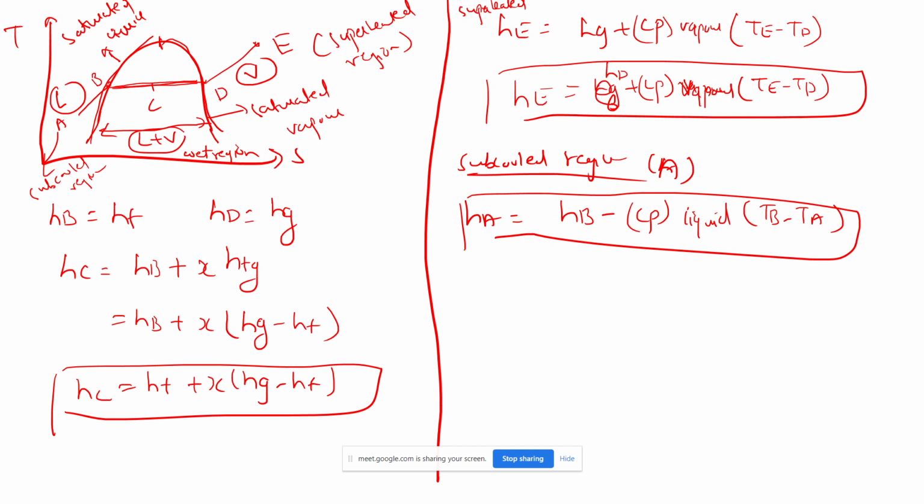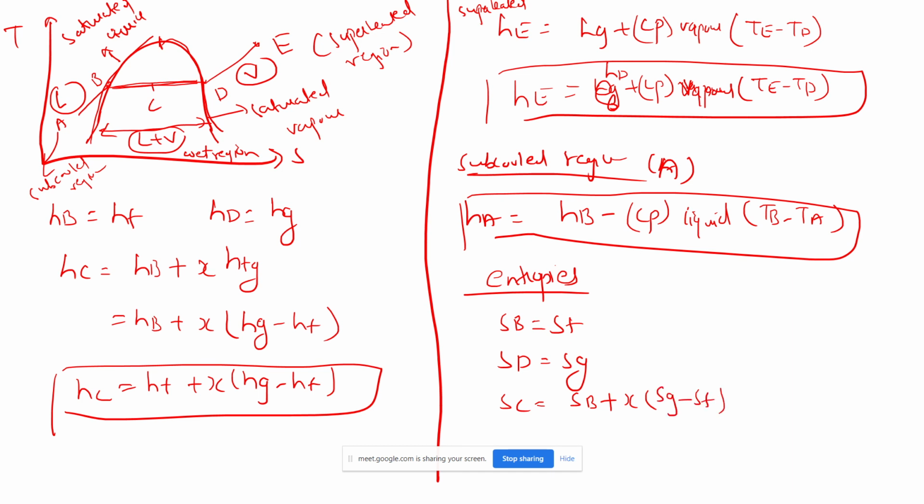Similarly, entropies we can write. This is enthalpies we have written. Entropy at point B will be equal to SF. At D it will be equal to SG. At C it will be equal to SB plus X into SG minus SF, so SB plus X into SG minus SB.